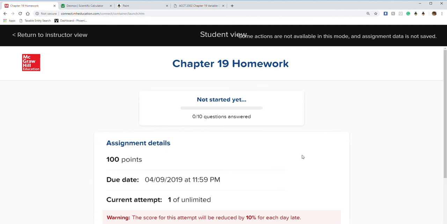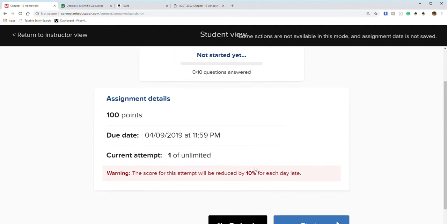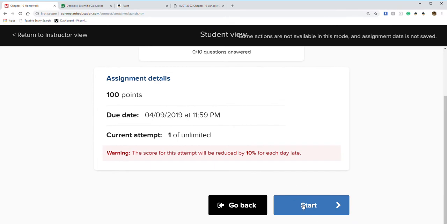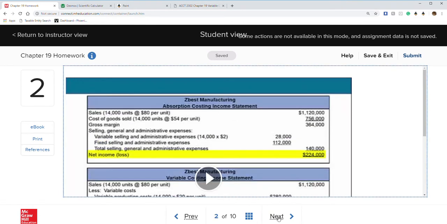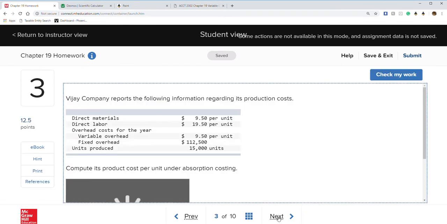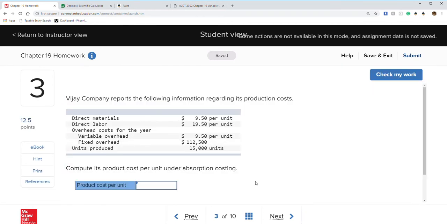In fact, chapter 19 to be specific. So with that being said, let's go ahead and start this and see what we have in store. In fact, the first two that we have are strictly videos. Awesome. So let's hit next. And we're going to go straight to an absorption cost. Remember, this chapter is big on absorption versus variable. So which one uses fixed and which one doesn't? Well, this one, absorption, does use fixed.